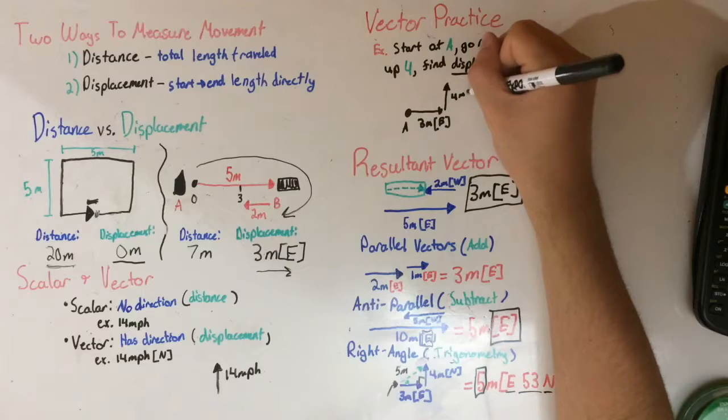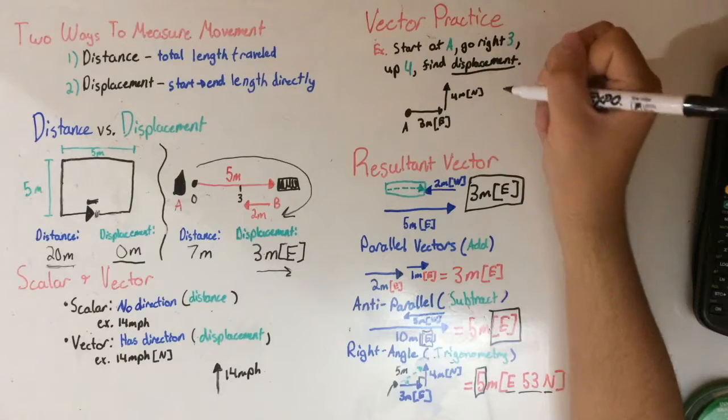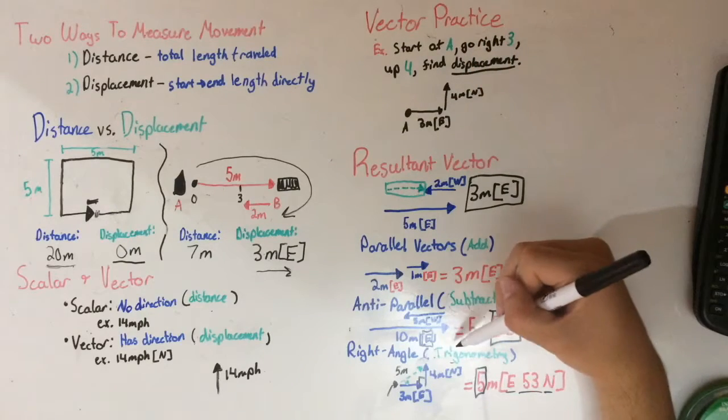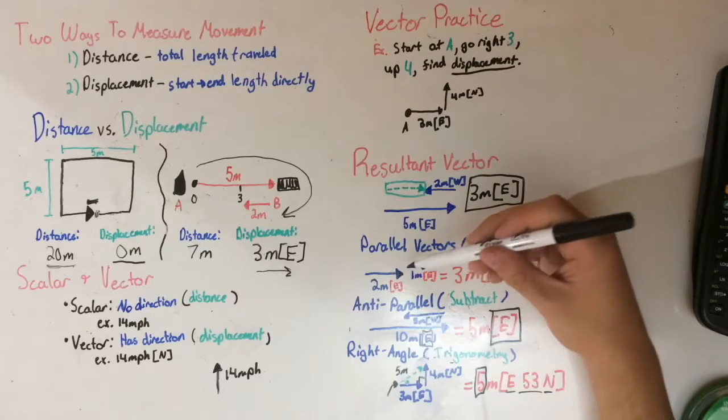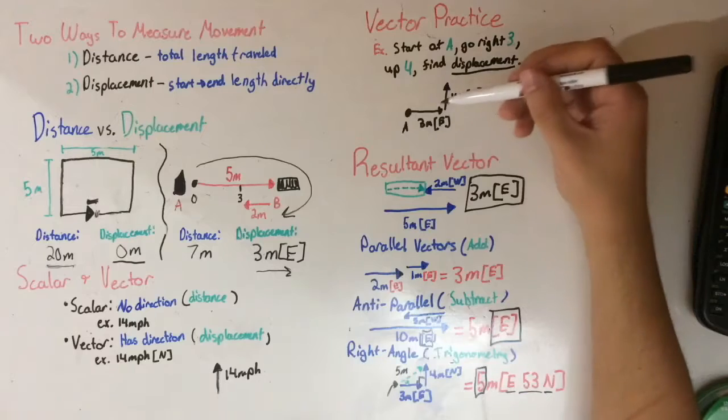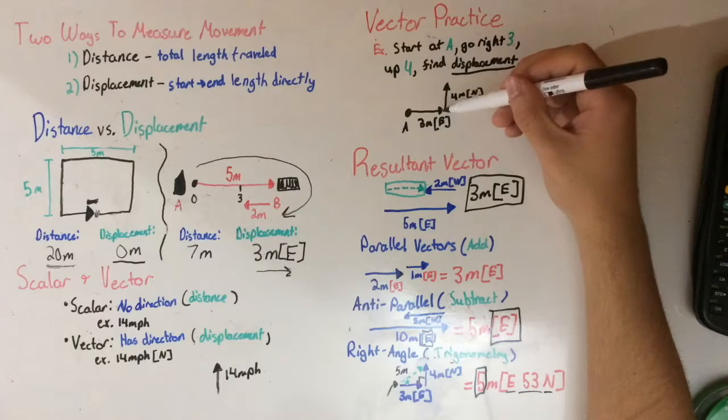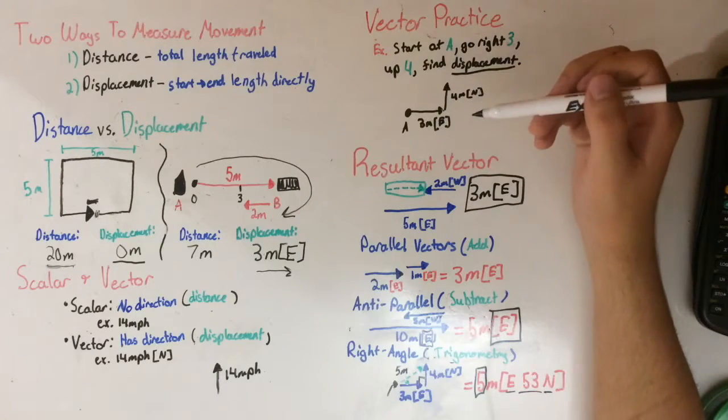4 meters north. Notice how whenever you add and subtract your vectors, mainly when you add them, they meet tip to tail. The tip of this vector meets the tail of that one. The tip of this vector meets the tail of that one. That is how you add and subtract your vectors.